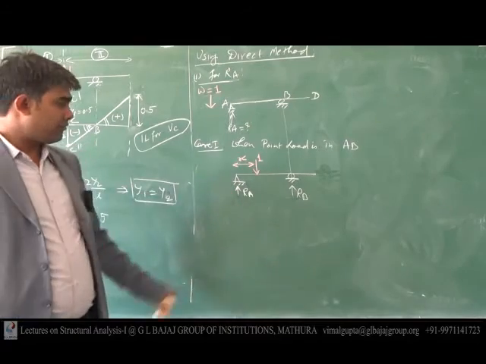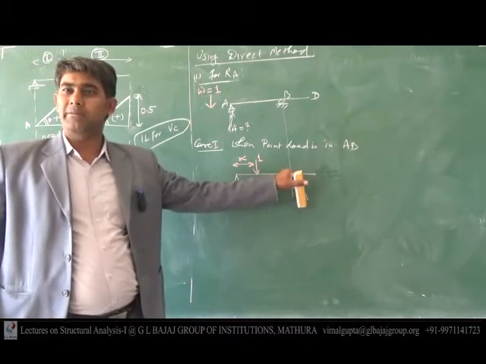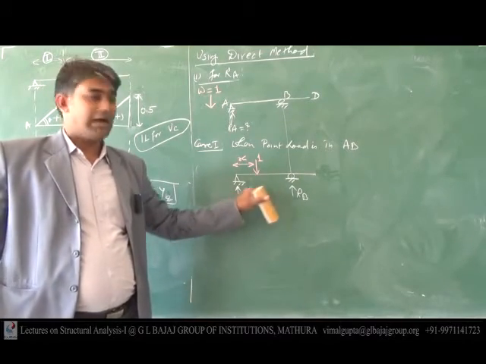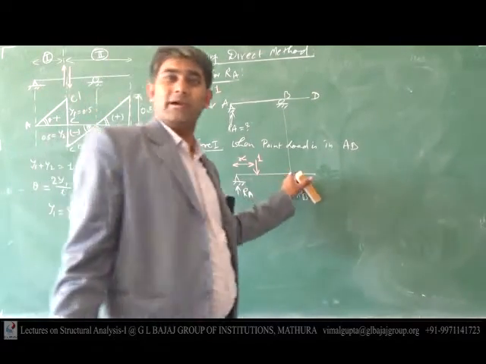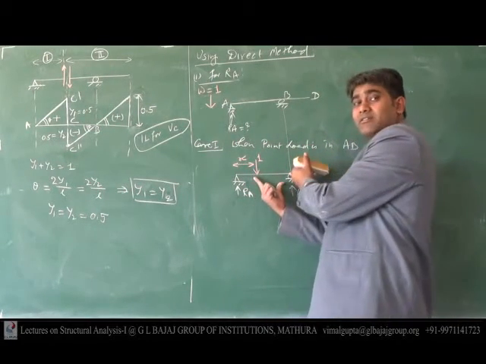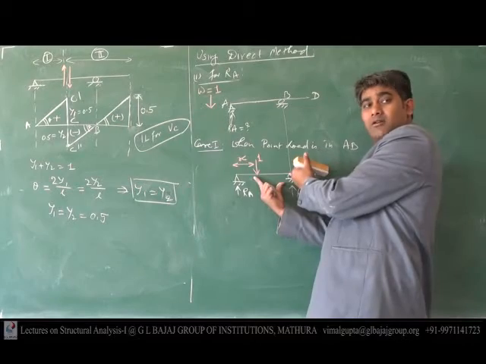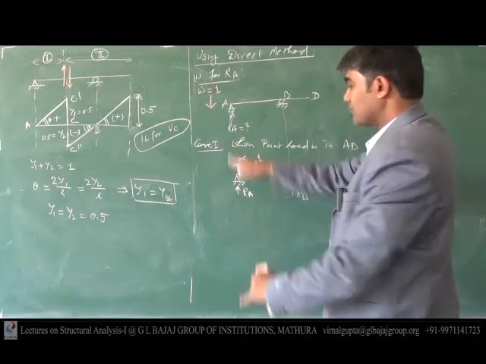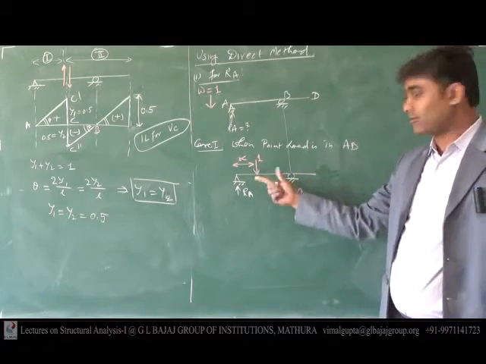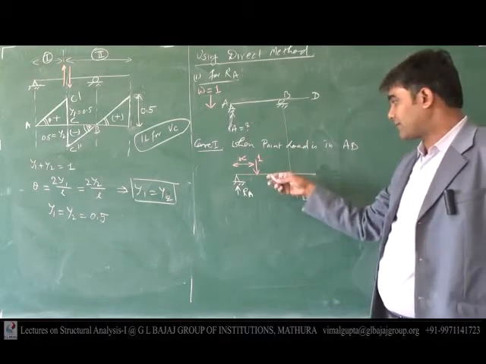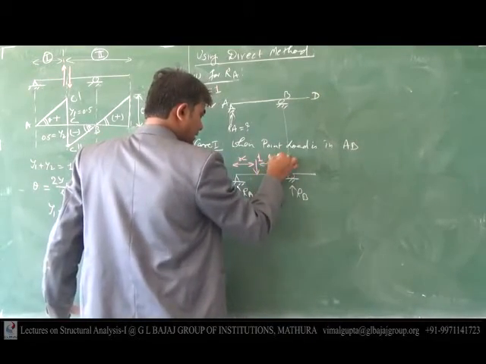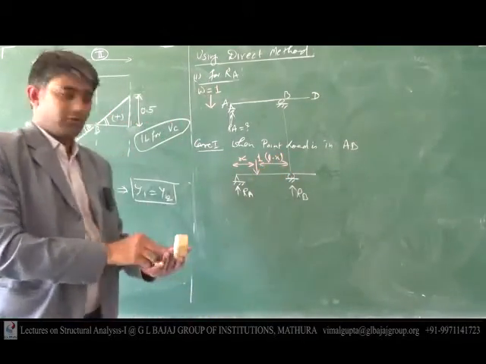So we take the bending moment at point B equal to 0, so that the value of RA can be calculated. At this point, if we calculate the bending moment, what do we get? RA into the total distance, L, in this direction. And another force is 1 into this distance, and this distance will be L minus x.